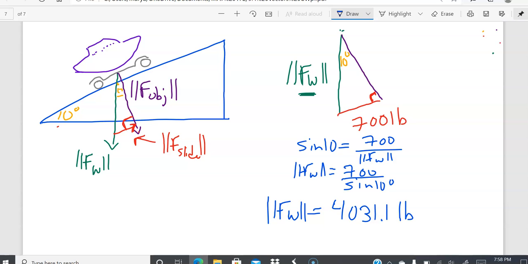Now be careful. Every single object-against-the-ramp problem isn't always solving for the same side of the triangle. You're not always given the same information. So make sure you draw your triangle and pay attention.